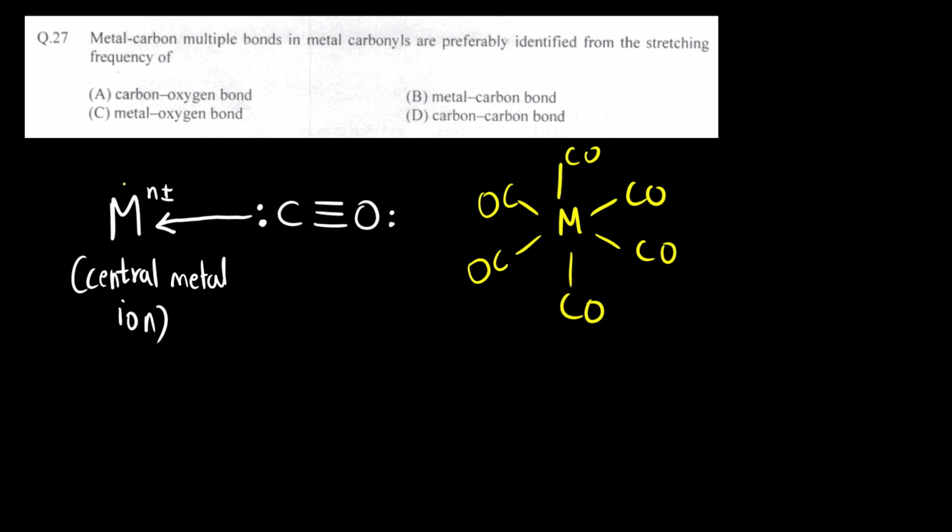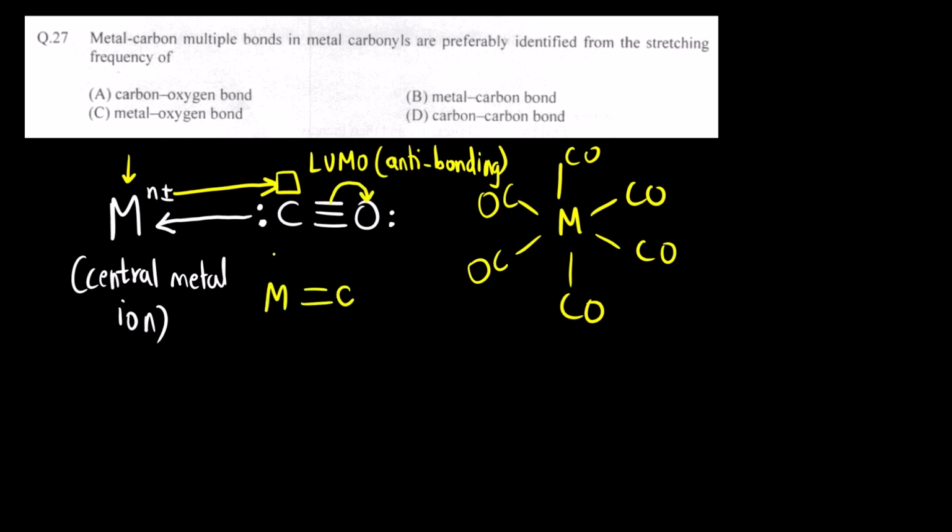So what exactly happens? The electron density on metal is much higher. So it will donate the electron density back to the empty vacant orbital, or you can say the vacant LUMO of the carbonyl, which has got some anti-bonding character. So the metal carbon bond becomes stronger. Initially it was a single bond, now it has become a double bond, and the carbonyl bond strength decreases. It was a triple bond, now it has become a double bond.